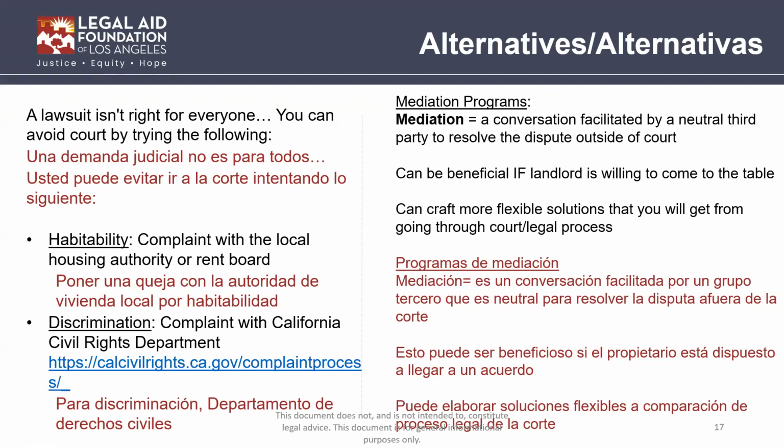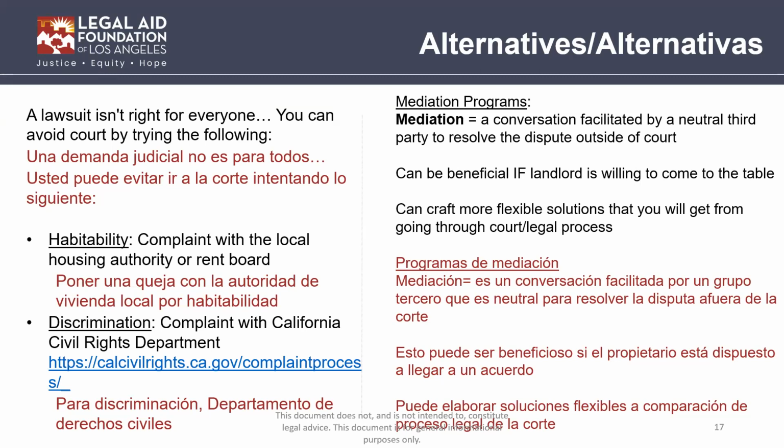Mediation can also be a beneficial option for some folks. Mediation is a conversation that is facilitated by a neutral third party to try and resolve a dispute outside of court. Mediation is typically facilitated by a person that is trained in conflict resolution, and they work to help people reach an agreement. Mediation can be really beneficial if the landlord is willing to come to the table. And one of the benefits of mediation is that you can craft much more flexible solutions than you may get from going through the court process, which you'll see in a moment.